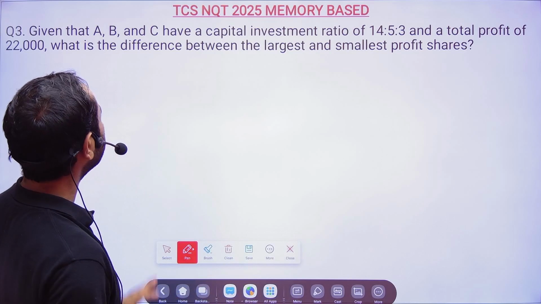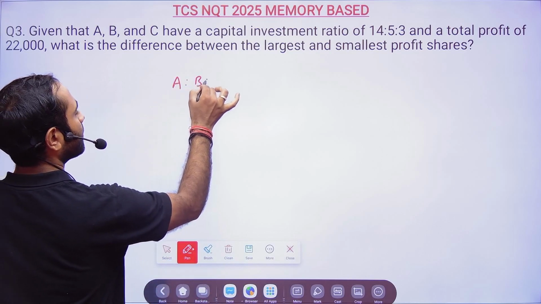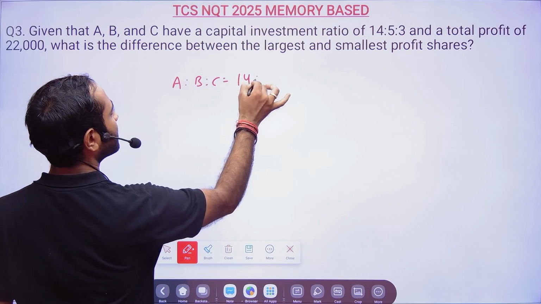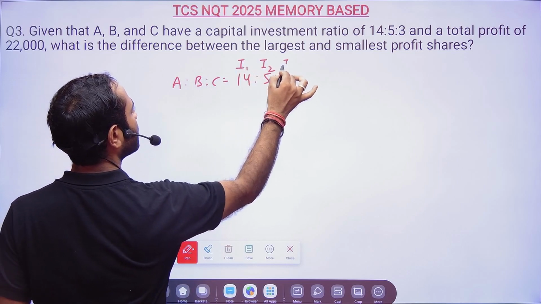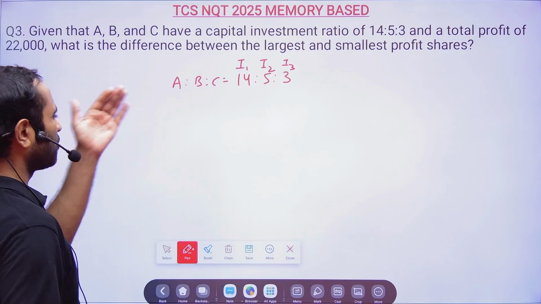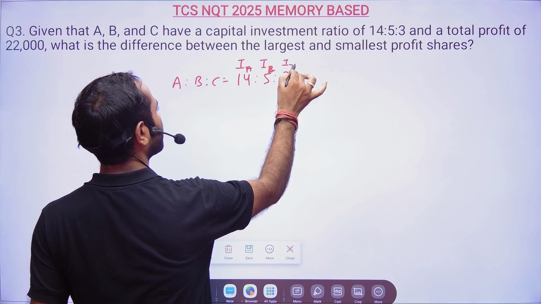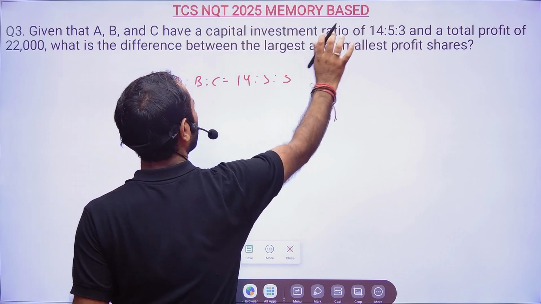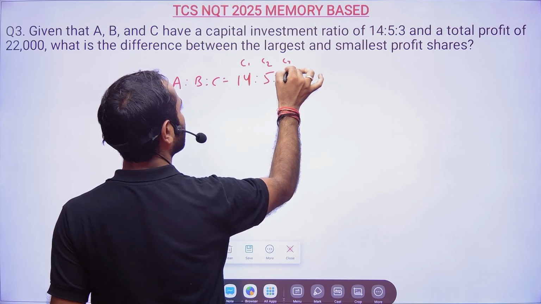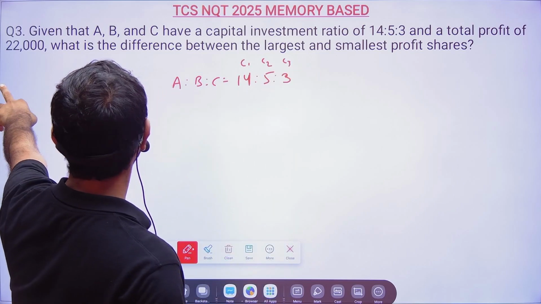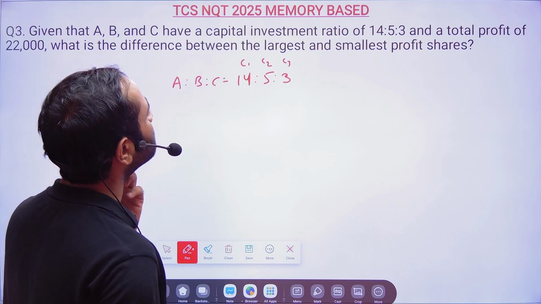So given that A, B, C have a capital investment ratio of 14:5:3. Investment by A, investment by B, and investment by C. So basically this is the capital ratio, right? 14:5:3, this is your capital ratio. And a total profit of 22,000. So what is the difference between the largest and smallest profits here?